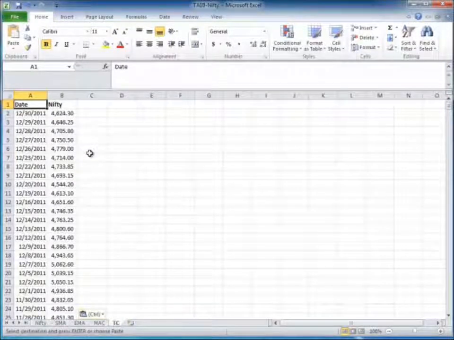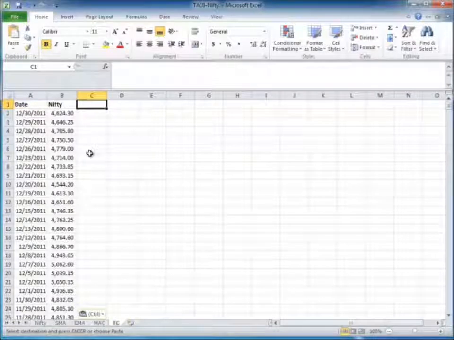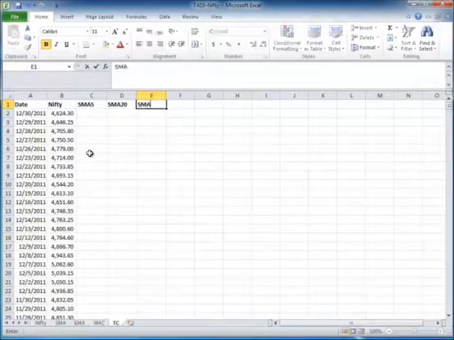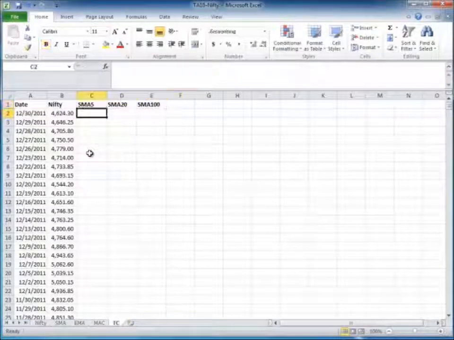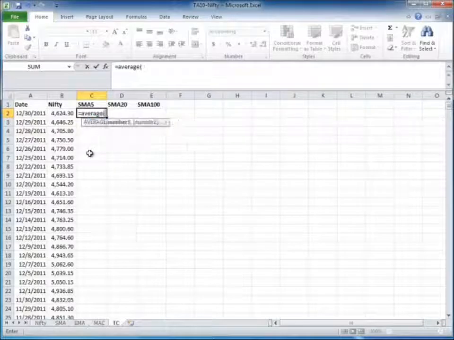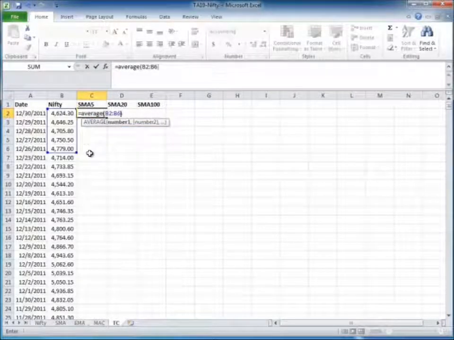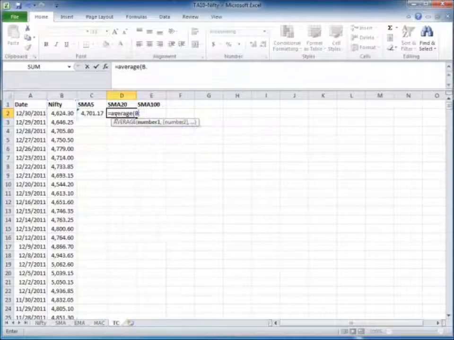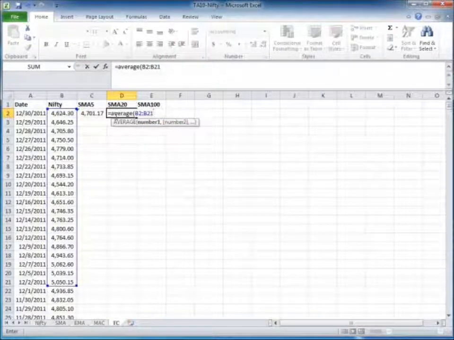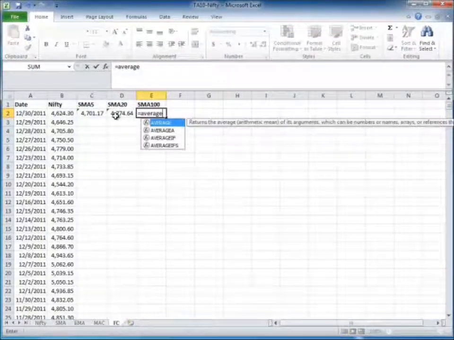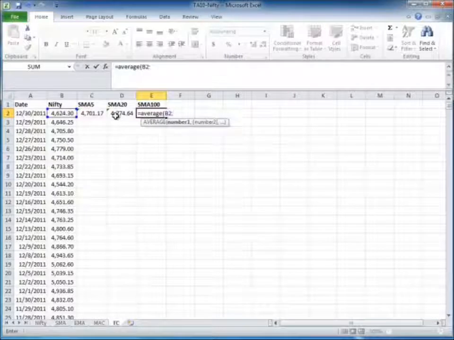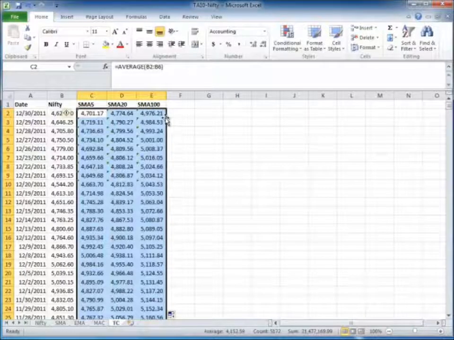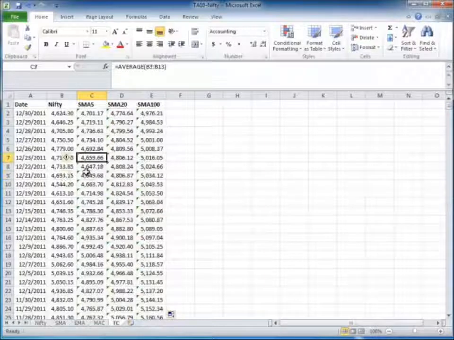And again, we're just going to start with the Nifty prices. The moving averages we'll be calculating are 5, 20, and 100. Okay, so first let's calculate those. So this will be the average of B2 to B6. This one will be the average of B2 to B21. And this one will be the average of B2 to B101. Okay, so let me just copy these all the way down. And these are our moving averages for 5, 20, and 100 days.